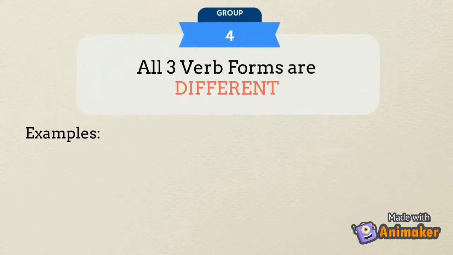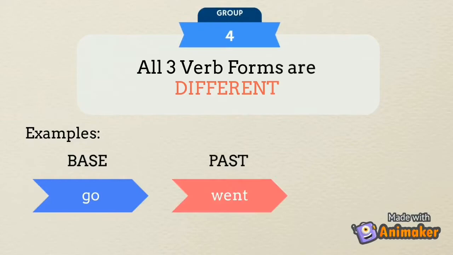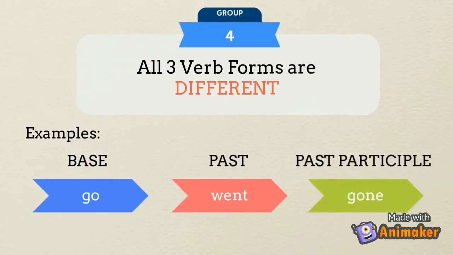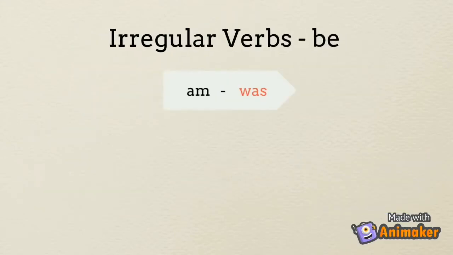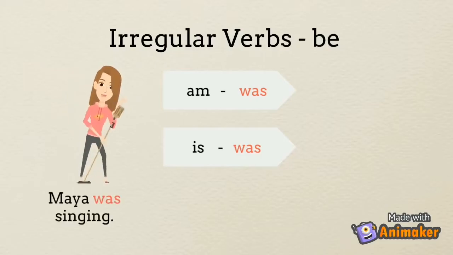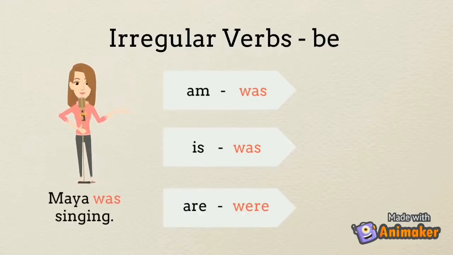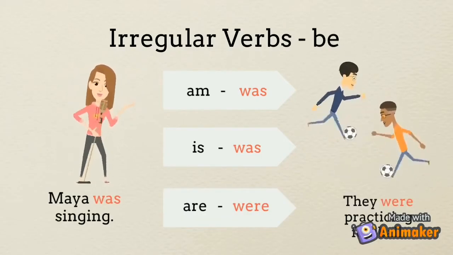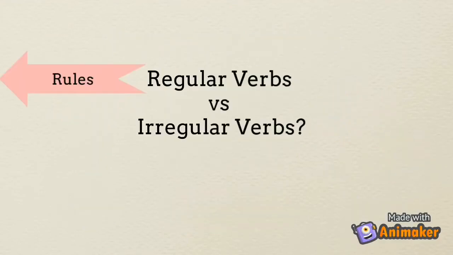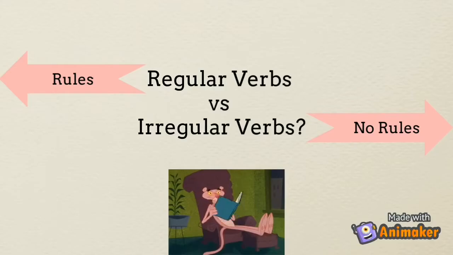Group 4. All three verb forms are different. For example, go in base form becomes went in past form and gone in past participle form. Apart from that, we also need to remember the past tense of am, is, and are. Am and is become was, while are becomes were. In conclusion, regular verbs have rules, while irregular verbs do not have rules or a specific way to convert into simple past. So, we just have to learn them.